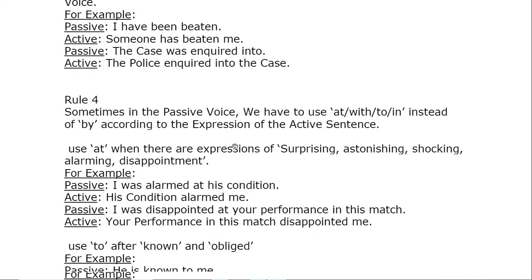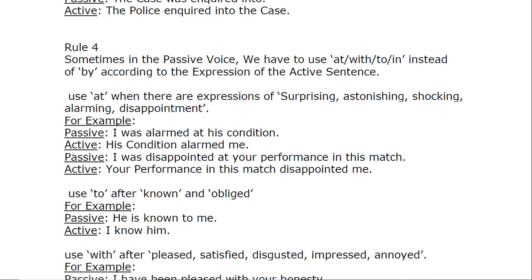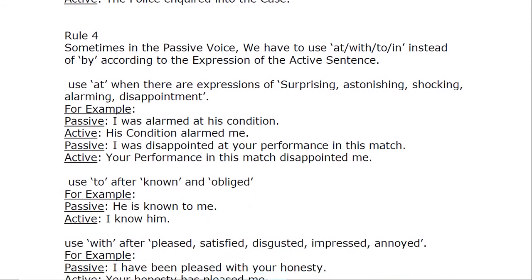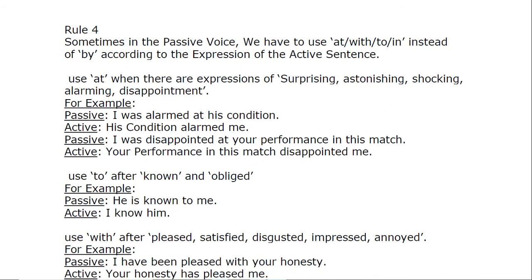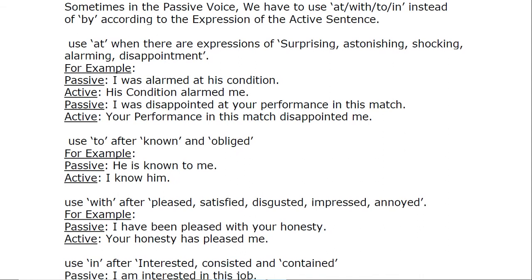Next one. Sometimes in the passive voice we have to use at, with, to, in instead of by, according to the expression of the active sentence. So sometimes you have to use these words. Use at. Now when you have to use each of these? Use at when there are expressions of surprising, astonishing, shocking, alarming, disappointment. For example, I am alarmed at his condition. Okay. Now I am alarmed at his condition. So what is the action? I was alarmed. Sorry. Was alarmed is your action. And this is your subject. And this is your object.